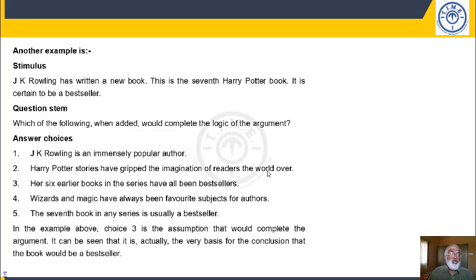Okay, moving on. Let's take an example here. J.K. Rowling has written a new book. Okay, this is a really old example. This is the seventh Harry Potter book. This must have been years ago. J.K.